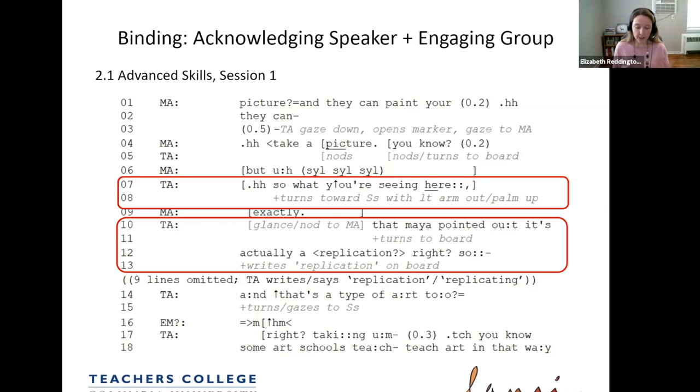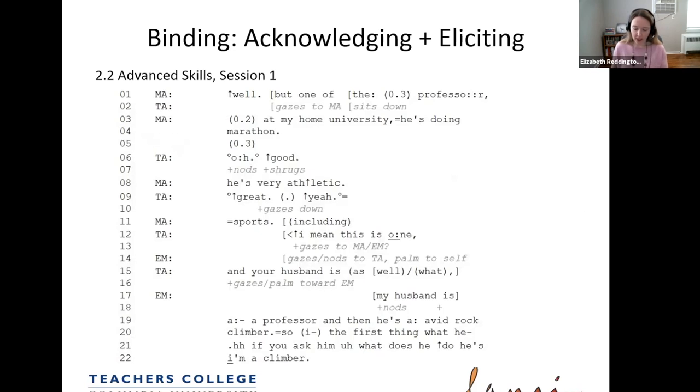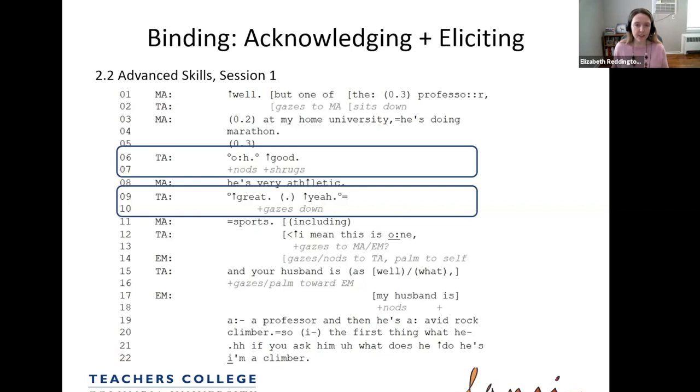So by connecting or binding student talk to the teacher explanation, the teacher is here able to acknowledge that individual contribution, but also make connections for the benefit of the whole group's understanding of this ongoing discussion. So note that after sharing the initial example, Maya extends the topic in lines 8 and 11. She does not orient to the closing potential of the teacher's assessments.